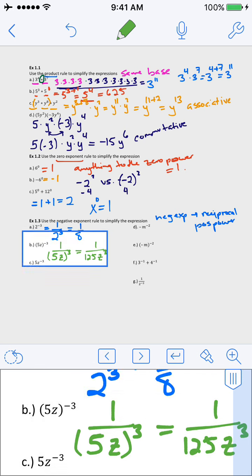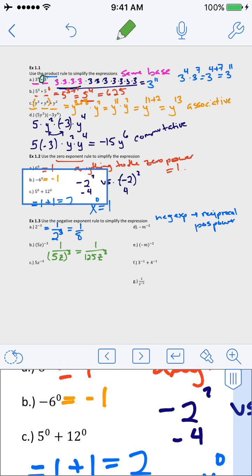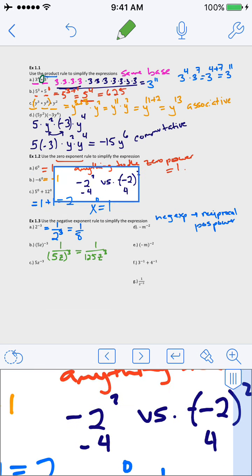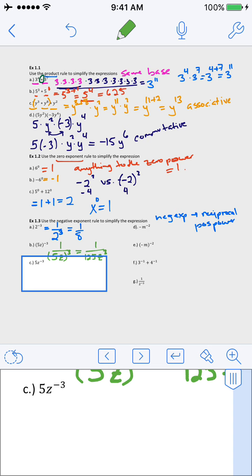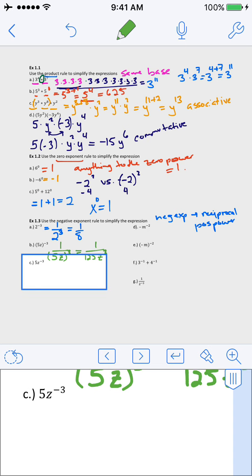Alright, so just like in B of the last problem, we first do the part that's right next to the exponent, and then we convert anything else if we had anything else. Because this 5 is not in parentheses, because the z is not in parentheses, this negative 3 is only attached to that z, right? So in other words, it's 5 times z to the negative 3.